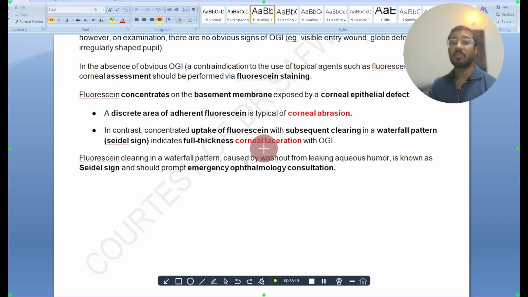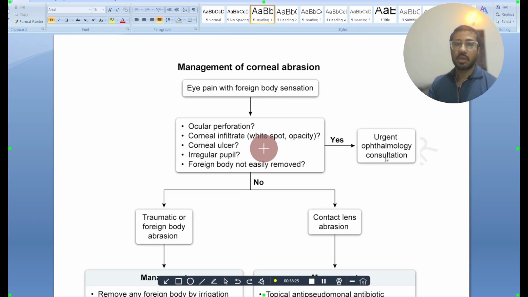Fluorescein clearing in a waterfall pattern. What are you going to do if you see this? Ophthalmology consult. So, what is the management of a corneal abrasion? If you suspected an OGI, you did fluorescein staining and you saw it under slit lamp, then you did not see a waterfall pattern. You saw an uptake, just an uptake, no waterfall pattern. So you knew it was an abrasion. What are you gonna do next?